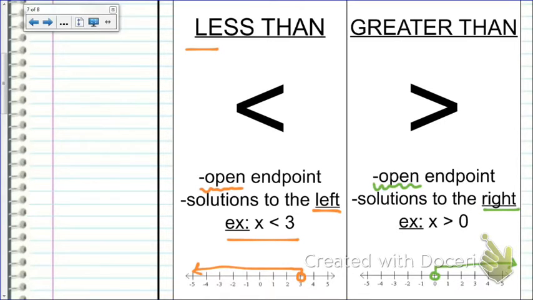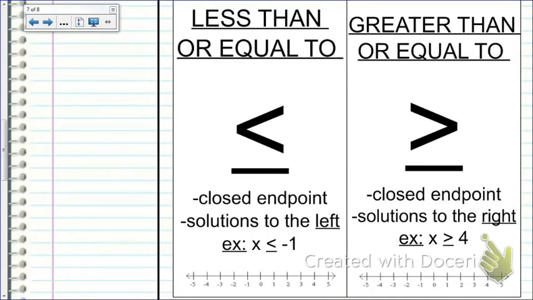Okay. Less than or equal to is pointing to the left. And then we know that it's less than or equal to because it has half of an equal sign underneath it, right? So this part, the line underneath, is like half of an equal sign. That's why we know that it's less than or equal to. Now, when it says less than or equal to, can I be equal to the number that I am indicating? Yes. So we use a closed endpoint. The closed endpoint means that this number is actually part of the solution.